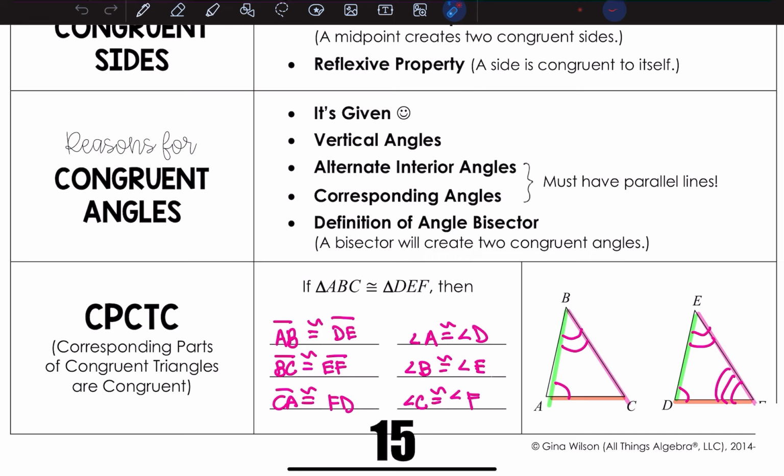And again, some more practice of finding the corresponding parts. AB comes first, DE comes first. So AB is congruent to DE. A and D are congruent. B and E are congruent angles. C and F are congruent angles. And the same thing for the rest of the segments.